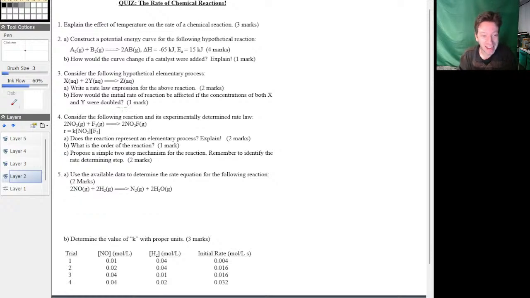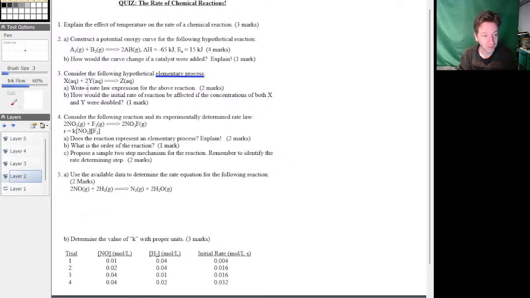Consider the following hypothetical elementary process. Now that's very important because it says it's an elementary process. It means we can write the rate law directly from the reaction. There is no mechanism required. We'll talk about mechanisms in question number 4.